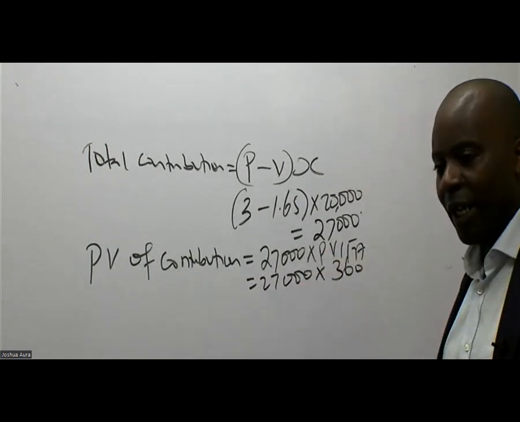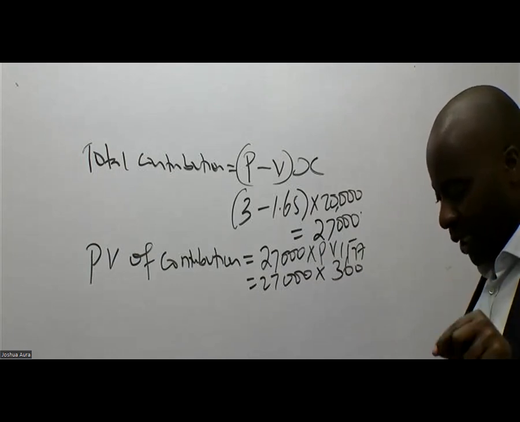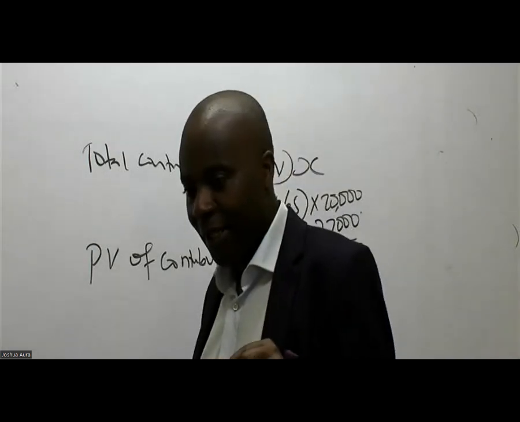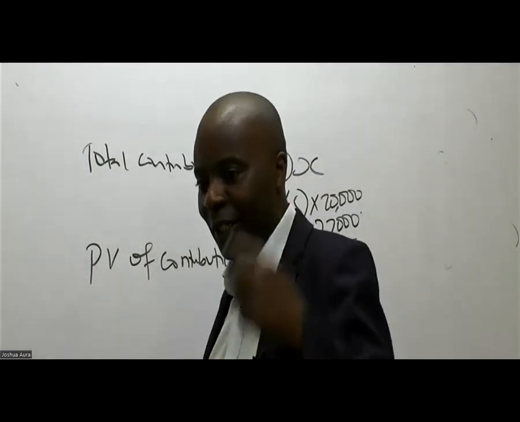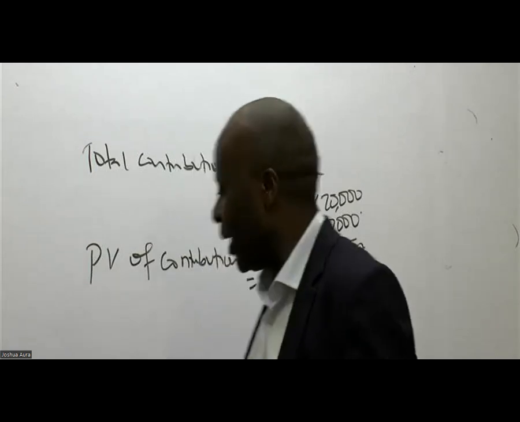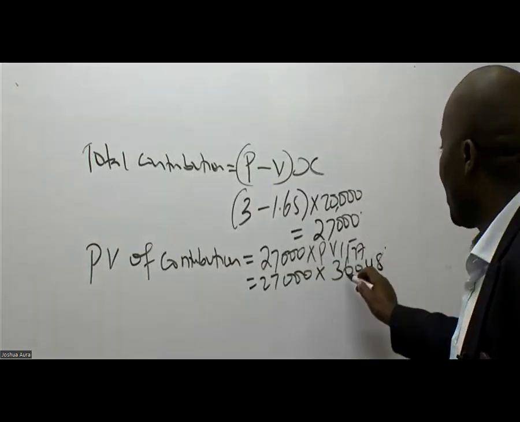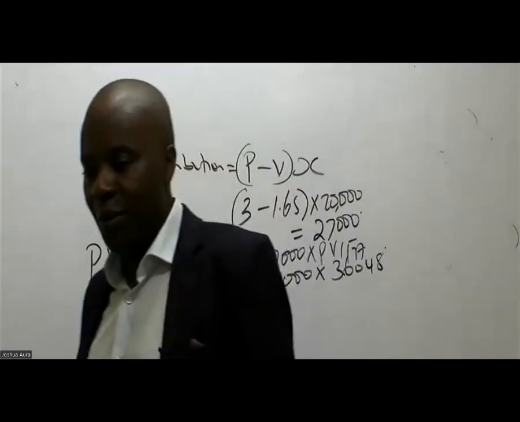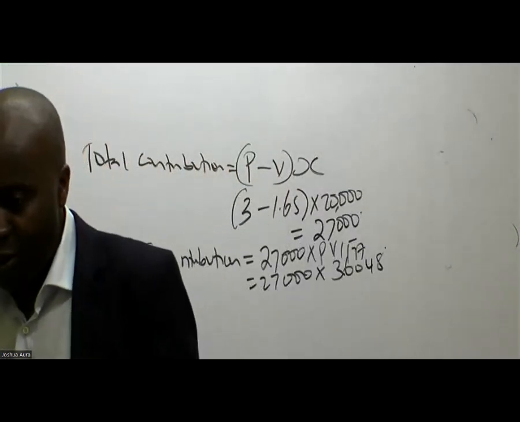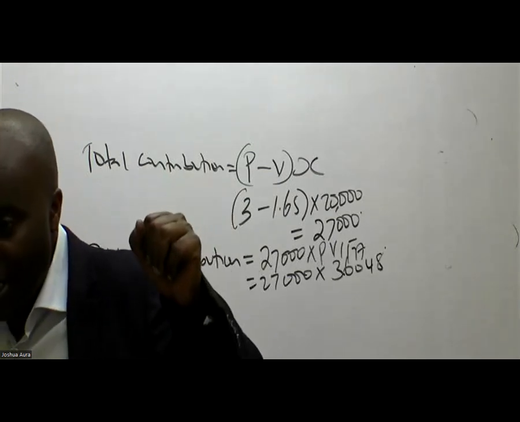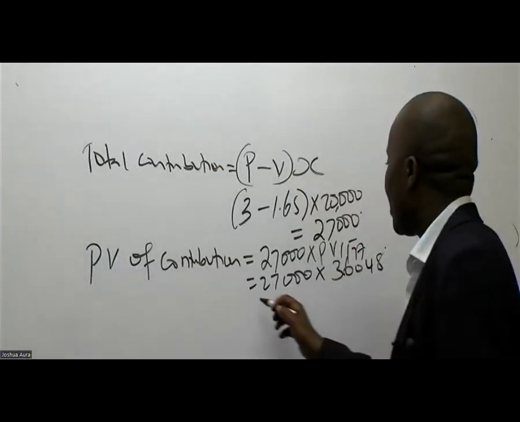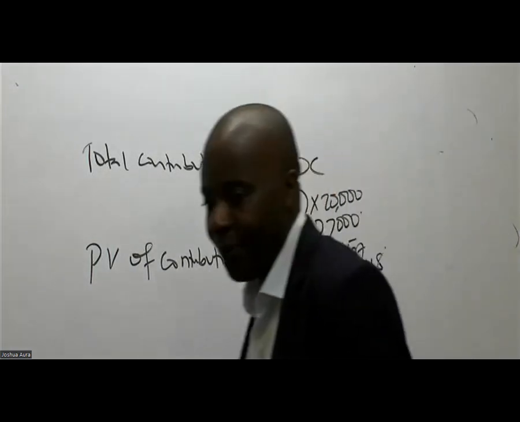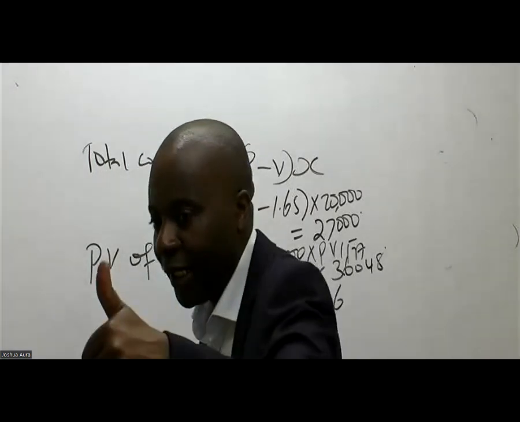I've forgotten this figure. It was 3.6 something. This PV4, you don't keep on computing them again. We computed it: 3.6048. Thank you so much. So could you kindly give me this present value of the contribution? Jackie tells me it is 97,329.6 like that. Thank you very much.